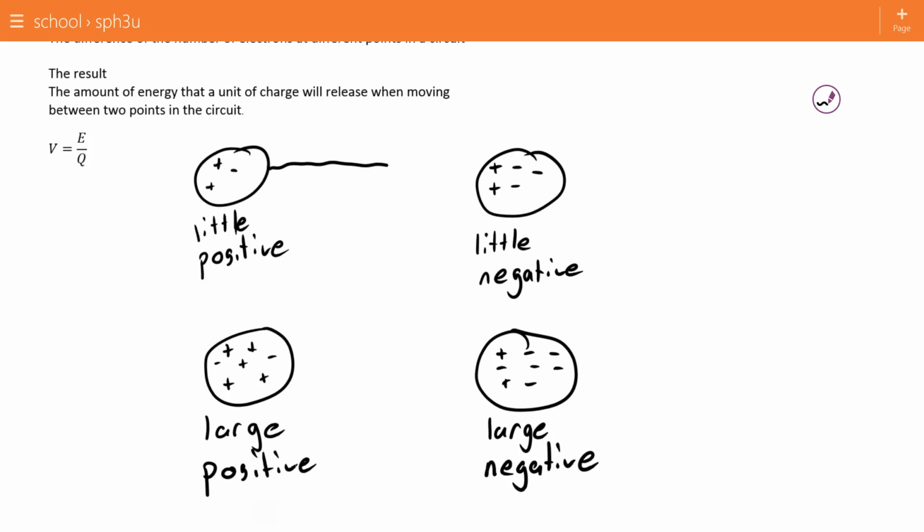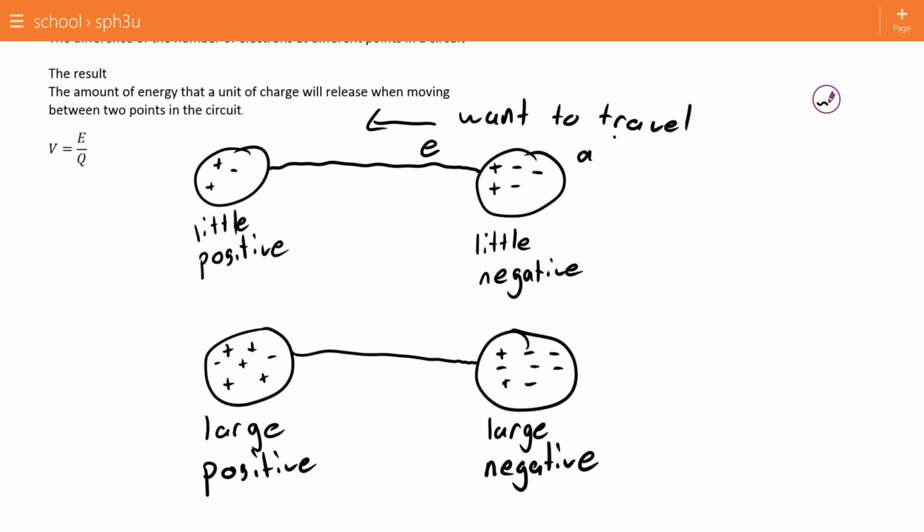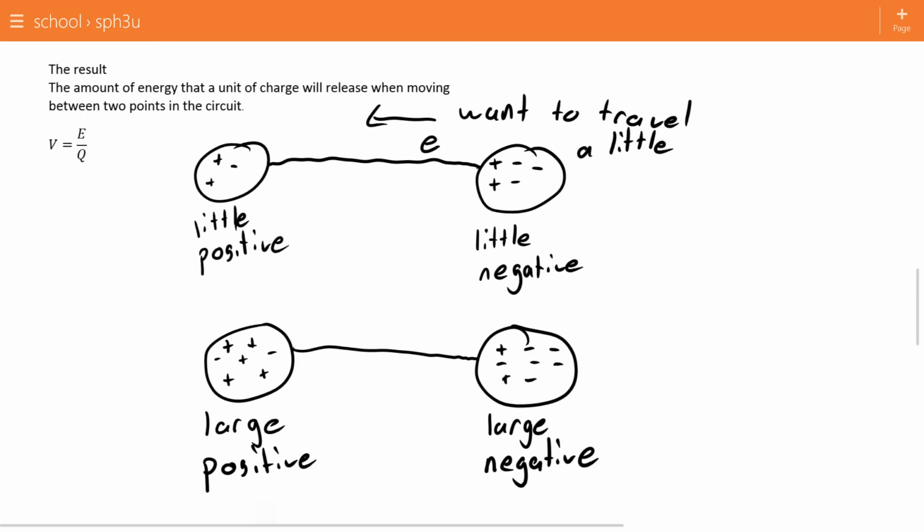If we imagine adding a conductor in these two situations, the electrons moving in scenario 1 will want to go from the little negative to the little positive a little. Unlike charges still attract, like charges still repel, they still want to make the movement from one material to the other material, but it's not that important to them to make the move. Alternatively, if we consider the situation with a lot of negatives and a lot of positives here, then an electron traveling on this path will want to travel a lot.